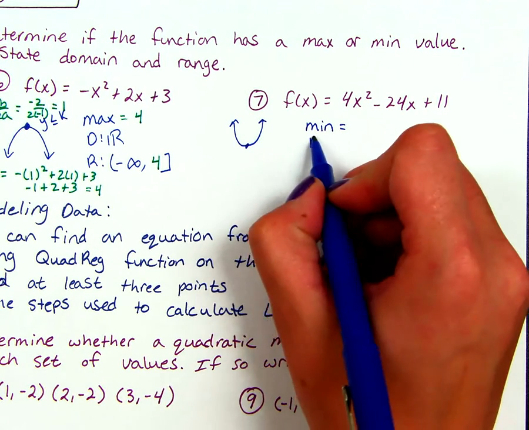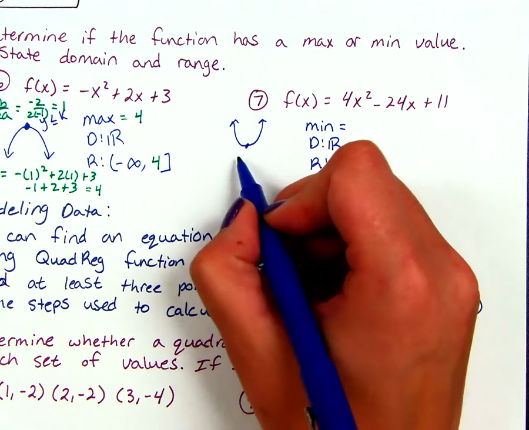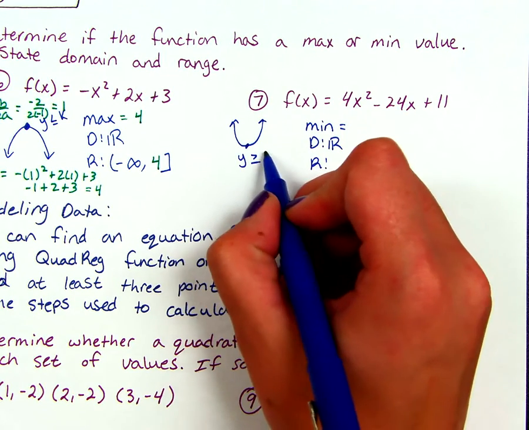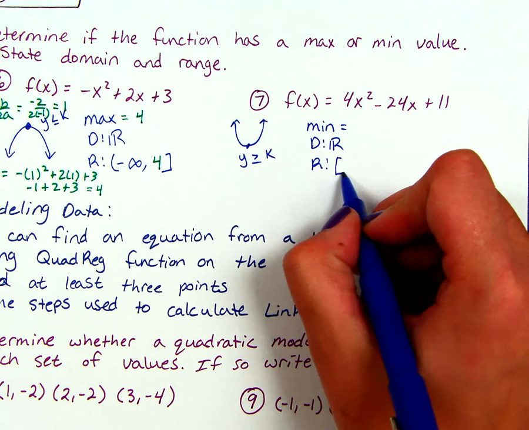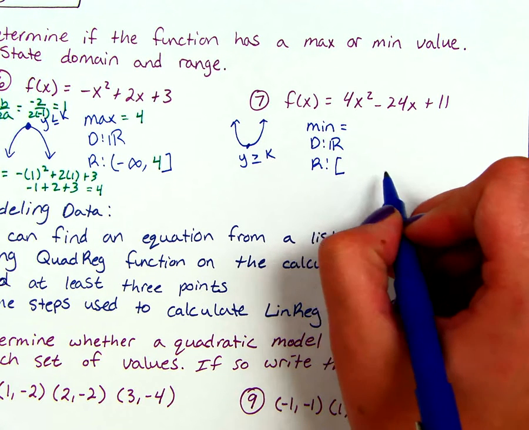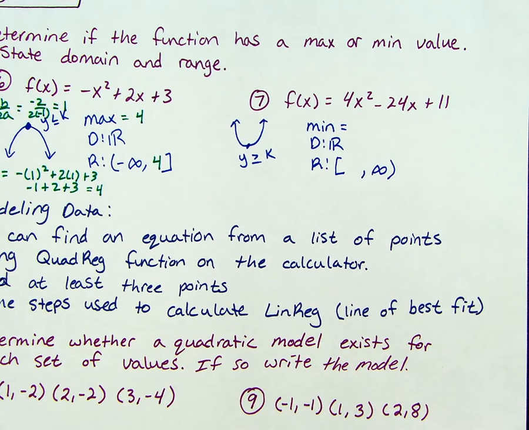And then domain is still going to be all real numbers. And then our range, because it's opening up, we're going to have y greater than or equal to, and again, it's whatever our k value is. So that means that we're going to have whatever the k value of our vertex is all the way up to positive infinity for the range. So now we just have to do that. So to find that, we have to find the vertex.